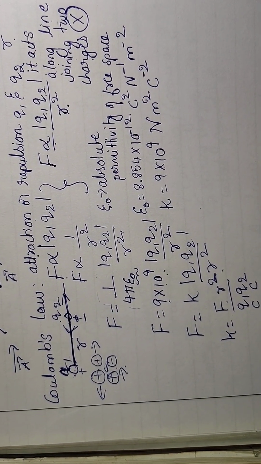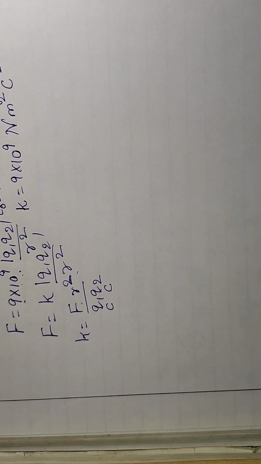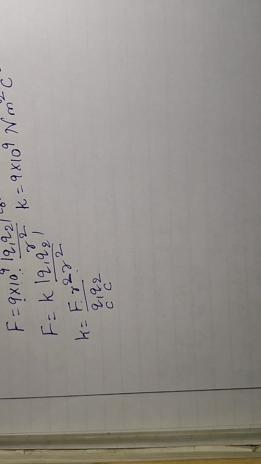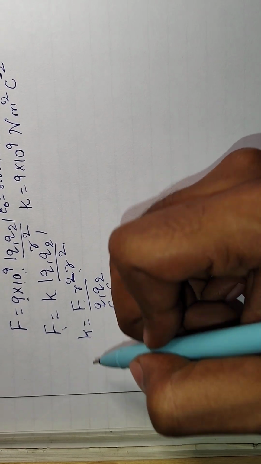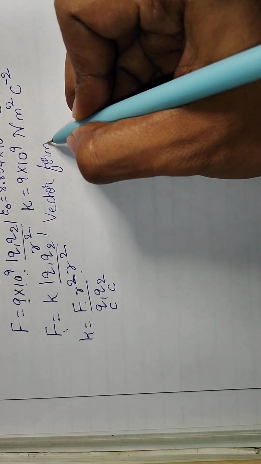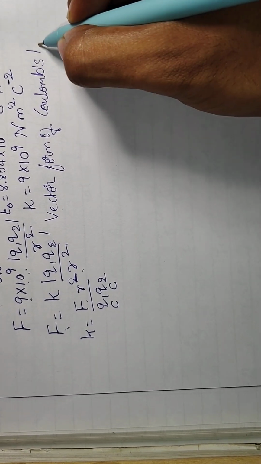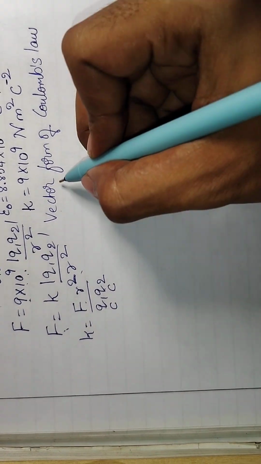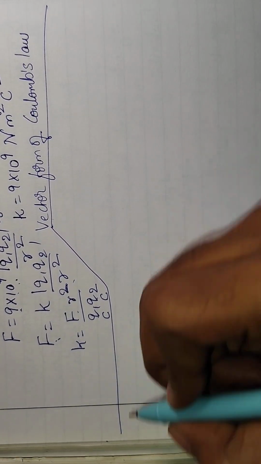Okay, so this is the brief explanation of Coulomb's law. Now, as I have said, this electrostatic force is a vector, right? So there is something known as the vector form of Coulomb's law. Okay, this is also important. Now, to study the vector form of Coulomb's law, consider this arrangement.